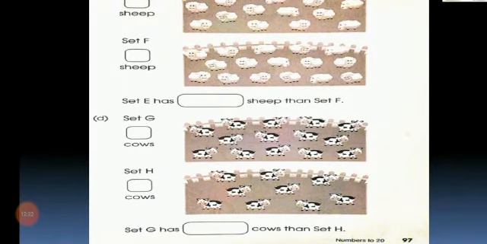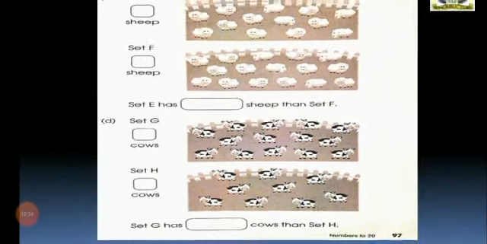Likewise, there are some cows here. You have to count the cows and write in the block. And likewise, you have to write more or fewer. Set G has dash cows than set H.